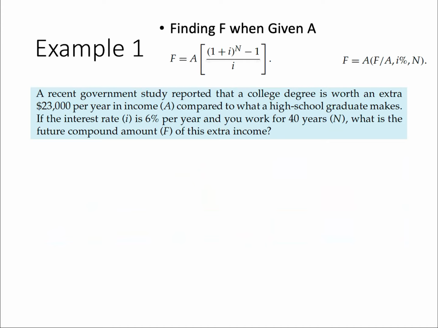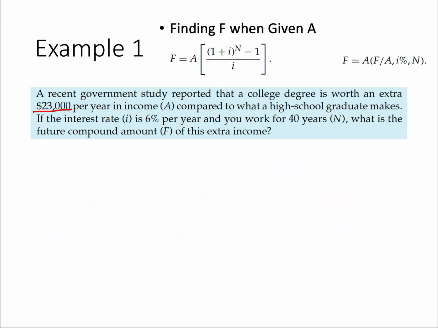So example number 1, well, let's just read the statement first and see if you can understand what case it is. Okay? So a recent government study reported that a college degree is worth an extra $23,000 per year in income compared to what a high school graduate makes. So if you got a college degree, you're going to earn 23,000 more per year than if you got a high school degree. Okay, which makes sense. And if the interest rate I is 6% per year and you work for 40 years, what is the future compound amount F of this extra income?